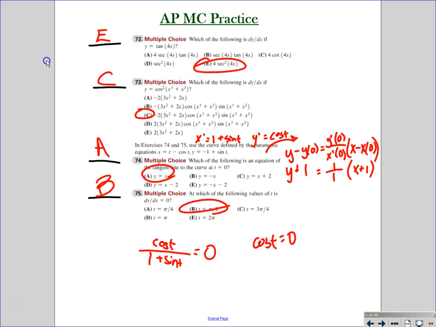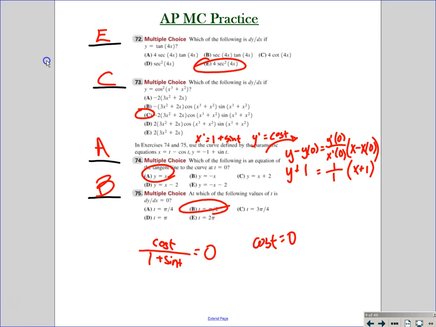I thought sine t equals negative 1. But that would make it undefined, the derivative. So I'm not looking for undefined, I'm looking for 0. Wait, the denominator equals 0, which makes it undefined. But that would be a different question. If they were asking when the tangent line was vertical, or when the derivative was undefined, then I would set the bottom equal to 0. But since they're asking when the derivative equals 0, when there's a horizontal tangent line, I'm setting the top equal to 0. Does that make sense? Yeah. Horizontal, not vertical.